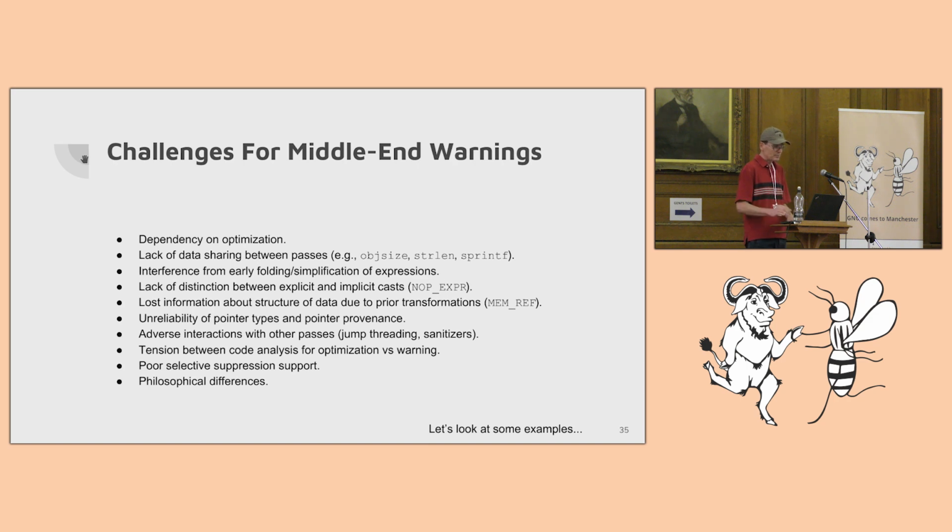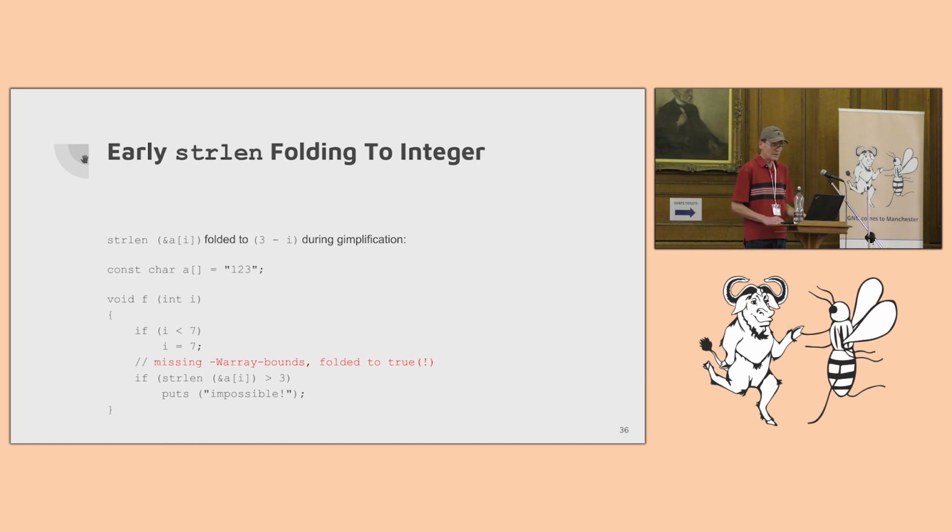The suppression support I already mentioned, and there are philosophical differences both within the GCC user community and within the GCC development community behind that, which present challenges for implementation of middle-end warnings.